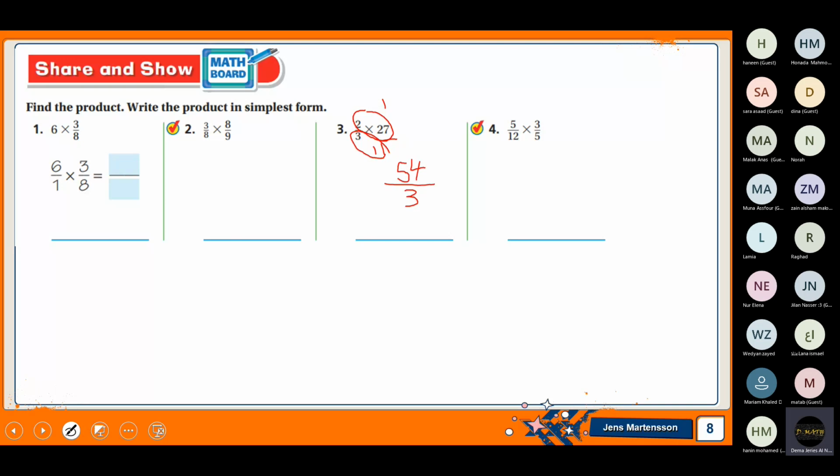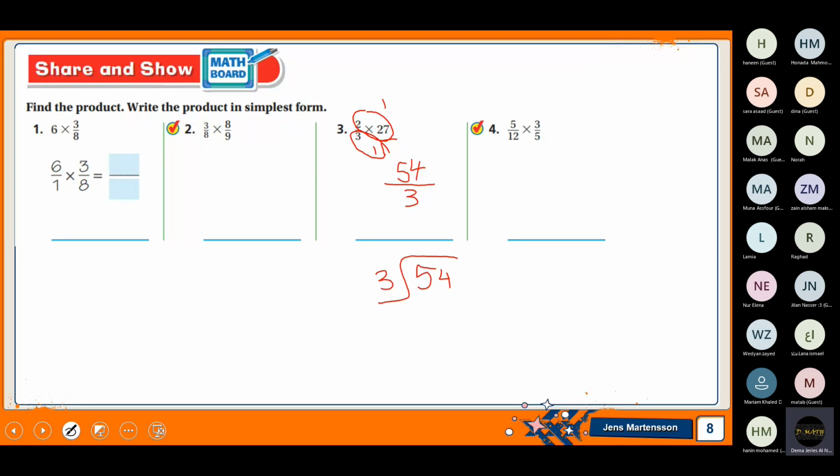Can I simplify it more? Yes. How? Write it as a fraction. How do you simplify it? We divide 54 by 3. Now 54 over 3, okay. Yes.